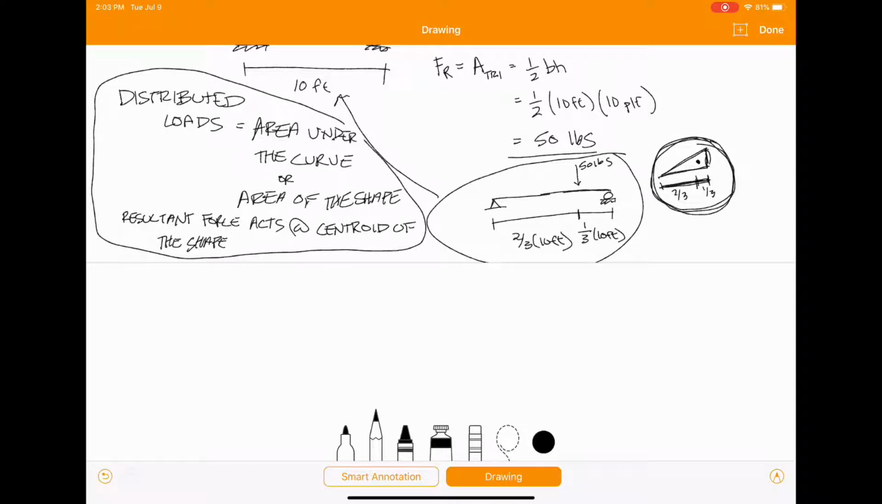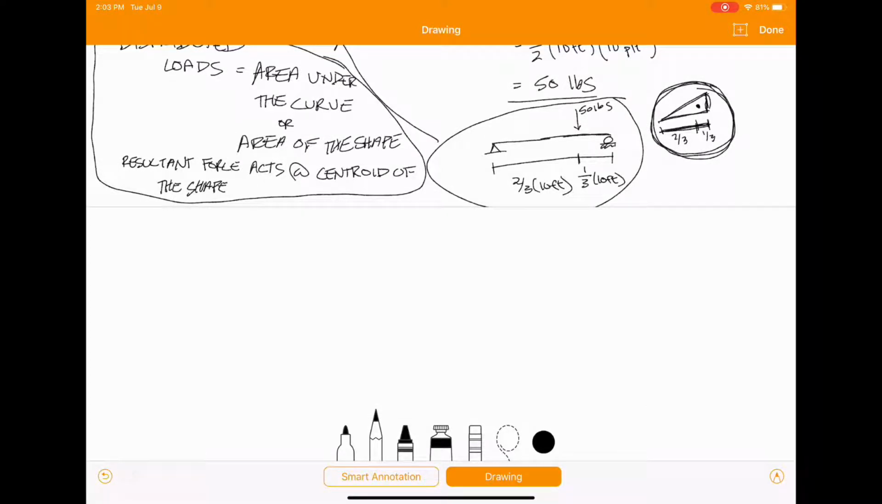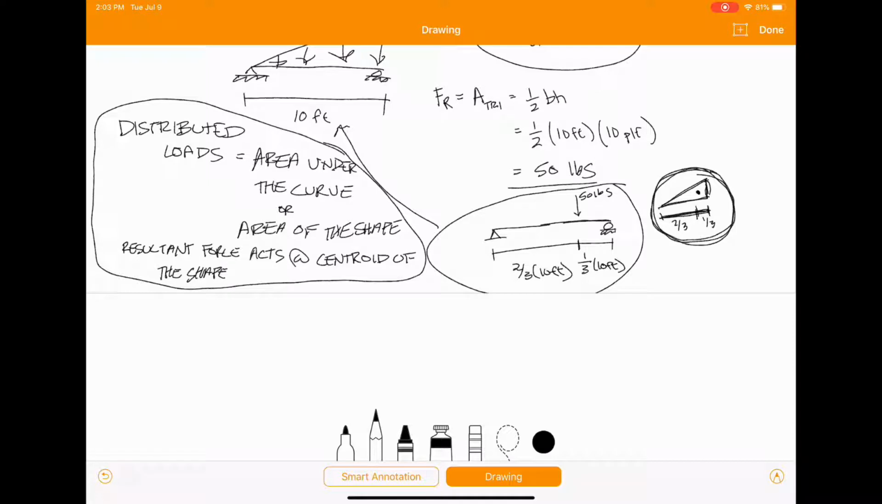Don't overthink it. Sometimes you might end up with a curve that has maybe, say, an equation that goes along with it. Say this is like x squared. Again, it's just the area under that curve. And if you remember from calculus or pre-calc, the area under a curve is just the integral from 0 to L. And this will get you your distributed load. Again, to find your centroid, you can Google that. There's tables out there with all that stuff.